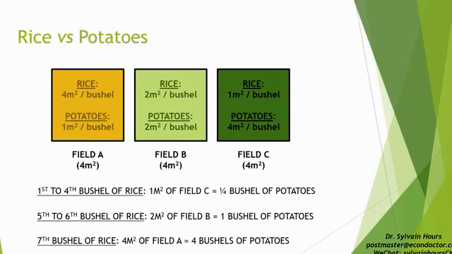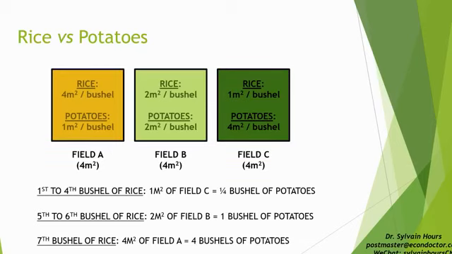So when you produce the first, second, third, and fourth bushel of rice in field C, the opportunity cost of every bushel of rice that you produce is equal to 1/4 bushel of potatoes. Now, what if we want to produce even more rice? Field C is already used, so we cannot grow more rice on field C. What we should do is use the next best field, the one that is best suited to produce rice, which is field B.